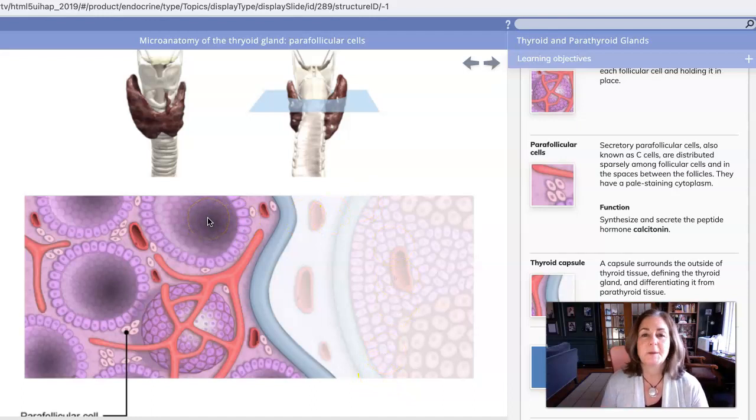It's basically made up of a basic subunit called a follicle. And a follicle is like a spherical structure. It's like a ball-like structure made out of a single layer of cube-shaped cells, and then there's fluid in the middle called colloid. So looking at this diagram, these are follicular cells. That's the single layer of cube-shaped cells. And then the fluid colloid, which is just a very protein-rich fluid, fills the follicles.